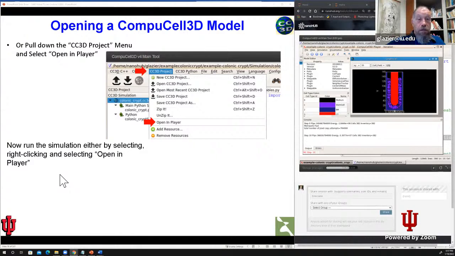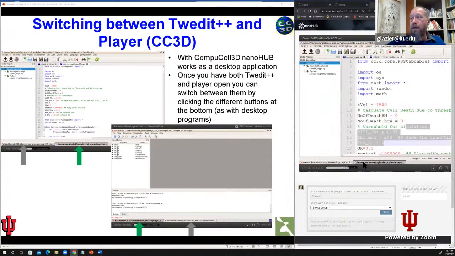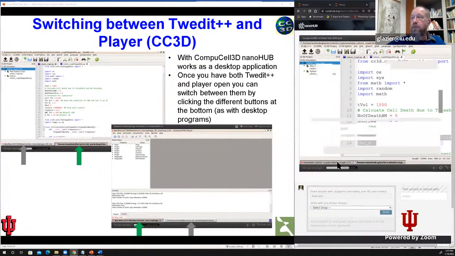No guarantees on how long the simulation runs. The goal here was simply to get the thing uploaded. So this is not the most convenient thing in the world, but it takes about a minute, maybe 2 minutes to do it. And so once you've done it a few times, it's not too bad. I hope. Remember that if you want to switch between Twedit and Player, you've got the tabs at the bottom here to switch back and forth between the two functions.